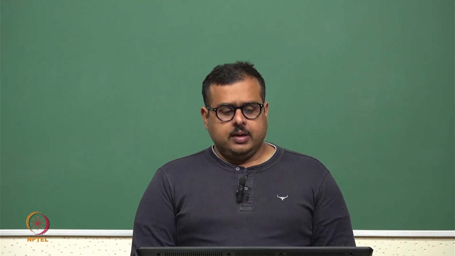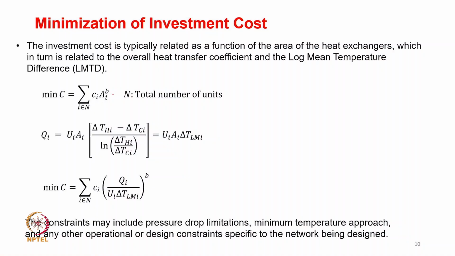So how do we define it? Let's assume that the function that relates area to the cost is a power b, where b is a constant, and you have n such units: sigma ci ai power b. We have to sum it over n number of units.